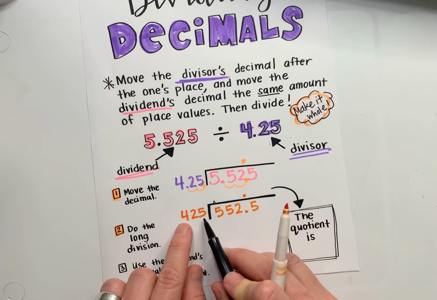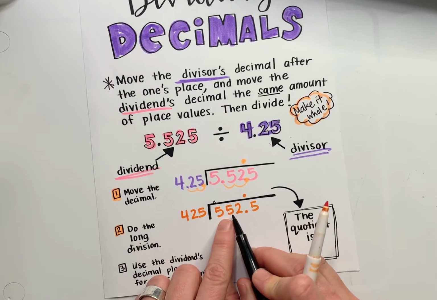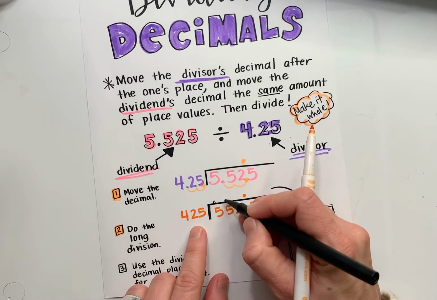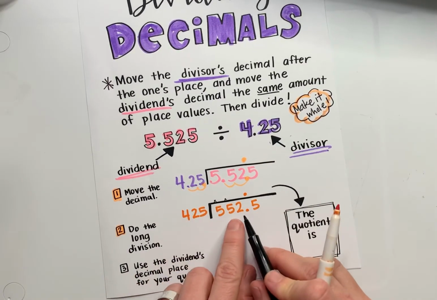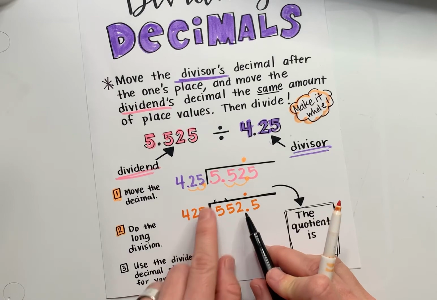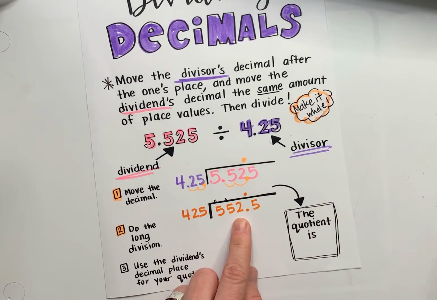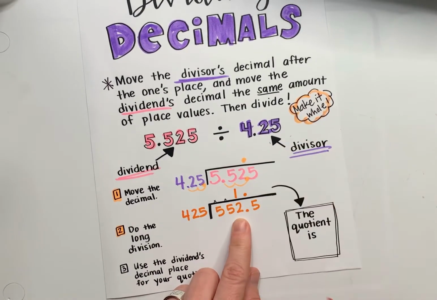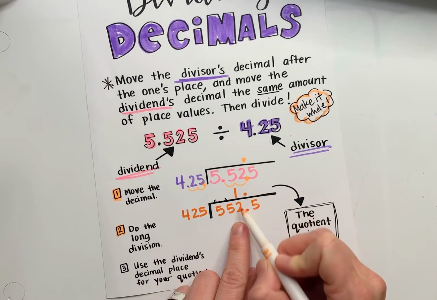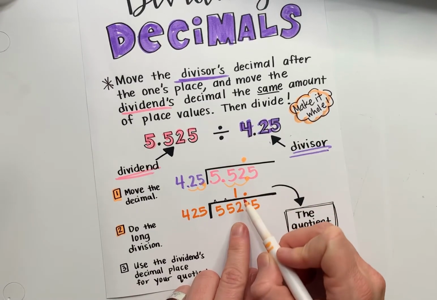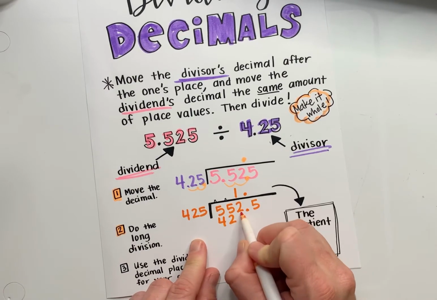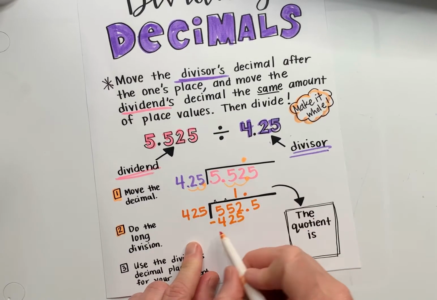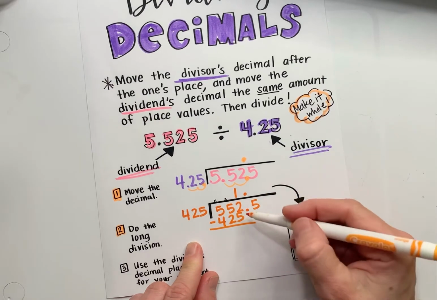How many times does 425 go into 55? Can't do it. You put a little X there if you want. How many times does 425 go into 552? Okay, now I can do that. That's going to be 1 time. And make sure that you keep it right above there, right in that nice column. 1 times 425 is, of course, 425. And then I'm going to find the difference there.